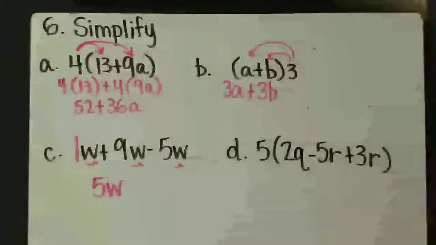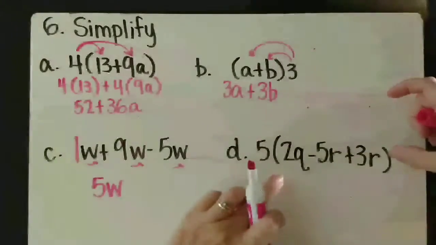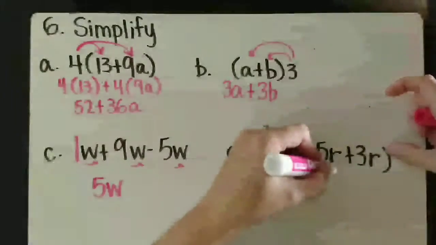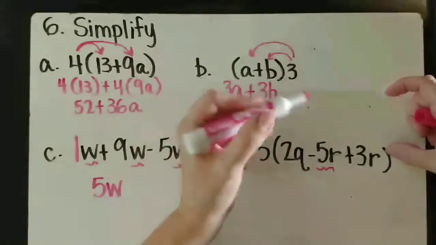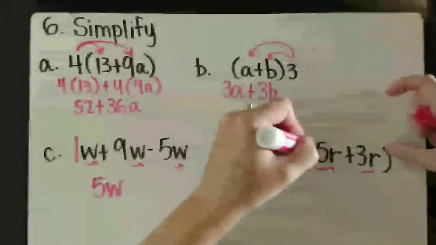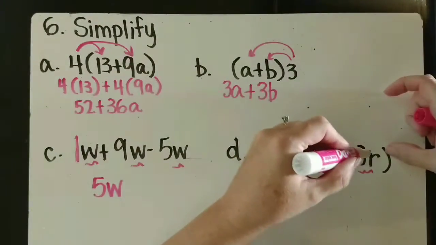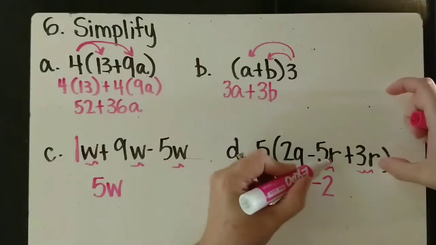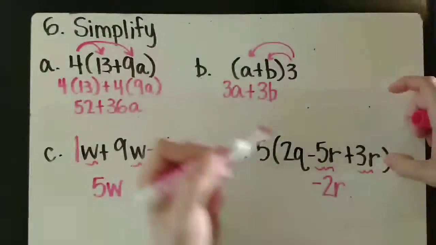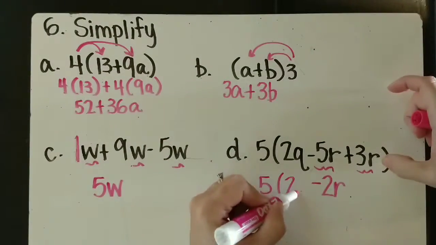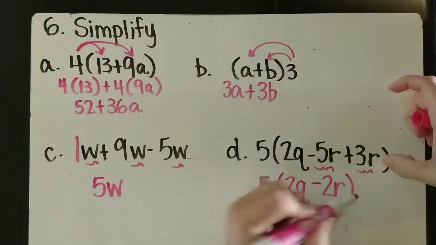First, let's look inside of parentheses. Do we have any like terms that we can combine? And I believe we do. I see a negative 5R and a positive 3R. So a negative 5 plus 3 is a negative 2, and keep your labeling R. Bring down the rest of your problem.